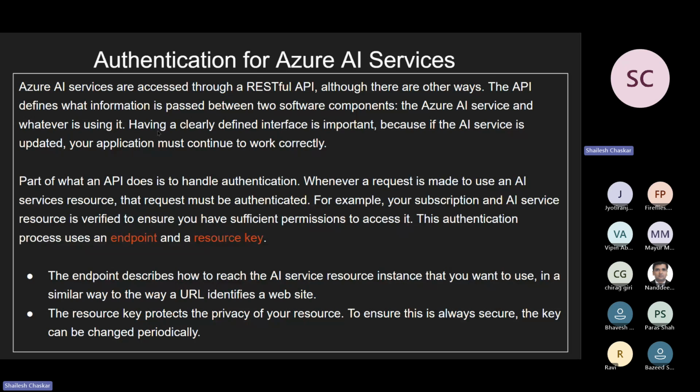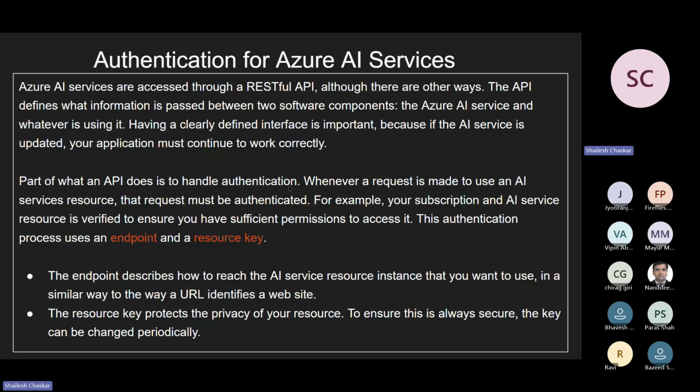So your client and your service can be authenticated if you can pass on the key. Again, there are different ways to do this. You can keep the keys on the keyboard and also invoke it programmatically, and keep the key rotating also. There are a lot of other features; we can have that discussion later on. But in short, you have your endpoints and then you have your keys that you use for that resource. Having a clearly defined interface is important because if the AI service is updated, your application must continue to work correctly. Part of what an API does is to handle authentication.